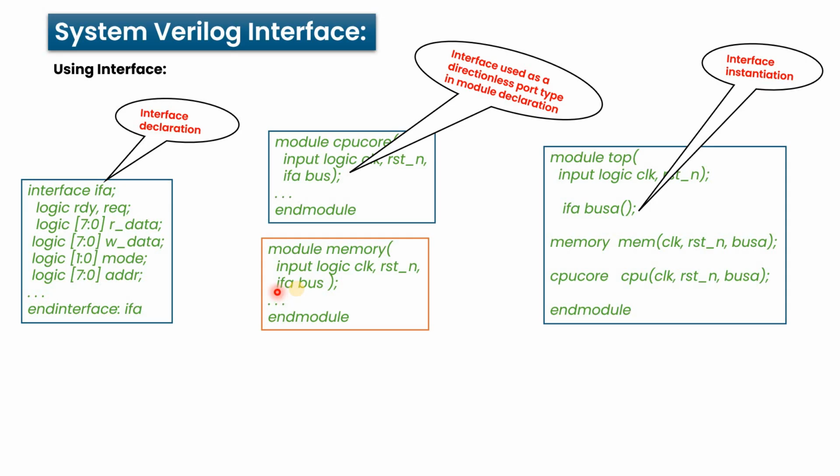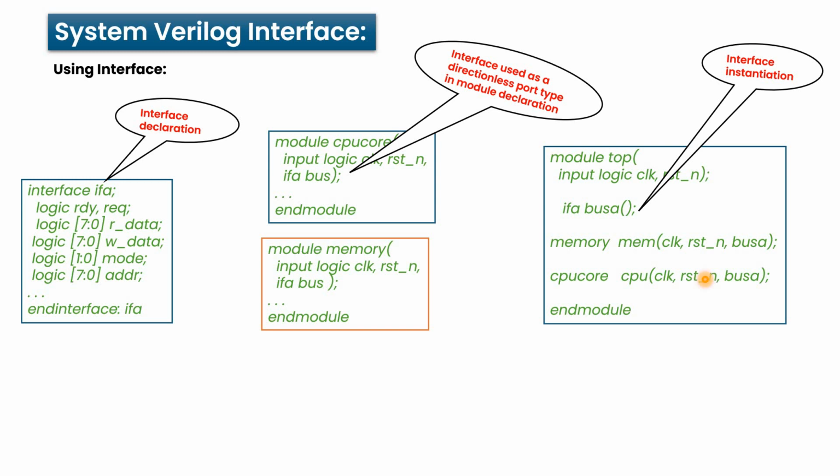In memory again, we use the interface name and instance, and similarly in our top module. Now when we instantiate our memory and CPU port, we don't have to use the complete list of signals, we just have to use this interface. In the top module we again instantiate this interface, IFA bus underscore A, which is of type IFA interface, and this bus underscore A we will put in the port list of memory and CPU core.